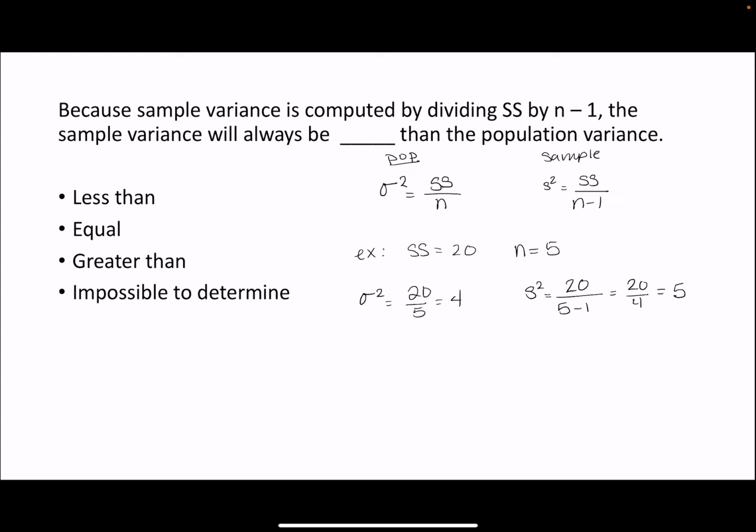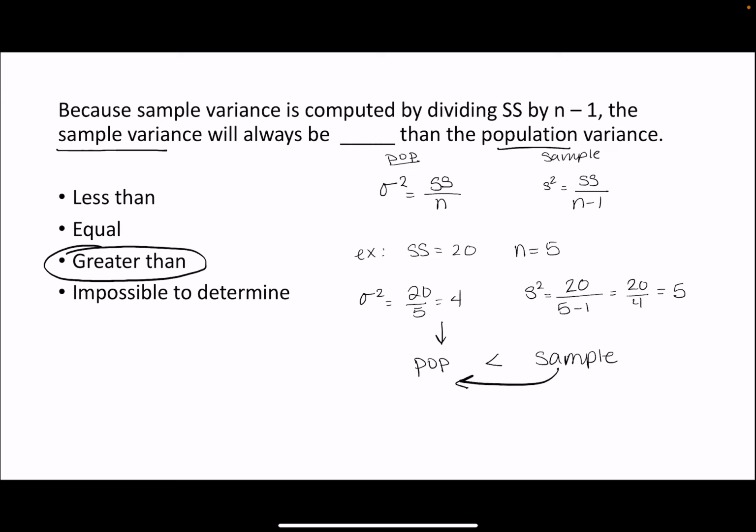So notice that the population variance is smaller than the sample variance. Since we are talking about the relationship between the sample and the population, we're going to say that the sample is always greater than, because we're going this direction. Notice my sign is eating my sample, which means my sample is bigger. So my sample variance is always greater than my population variance.